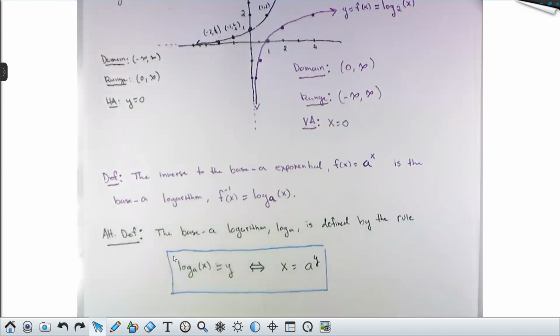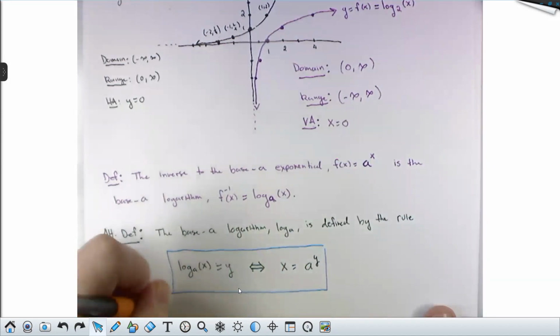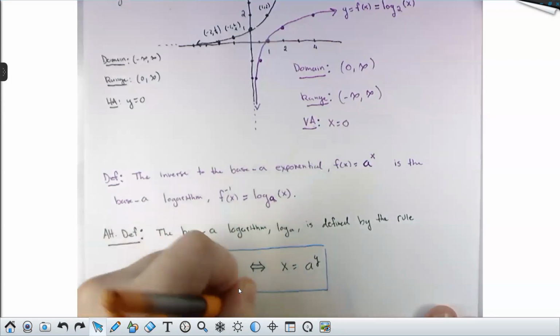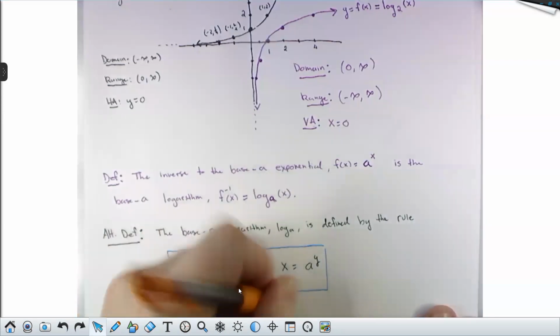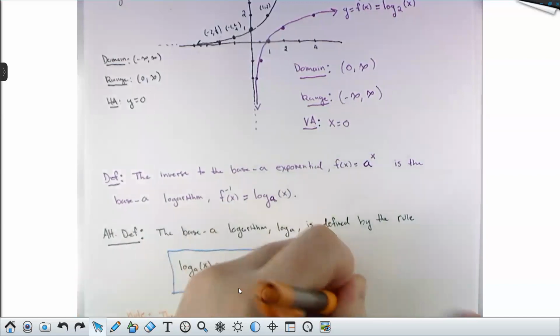So you can take any statement about logarithms and rewrite it as a statement about exponentials. You can take any statement about exponentials and rewrite it as a statement about logarithms. I'm going to make a little note here. The number a is the base of an exponential.